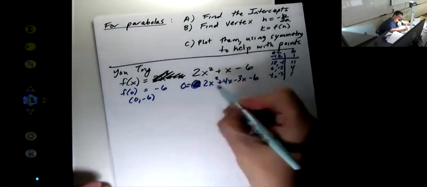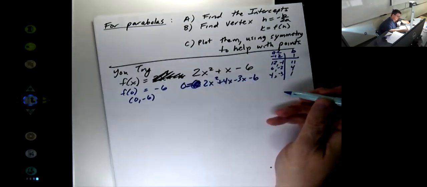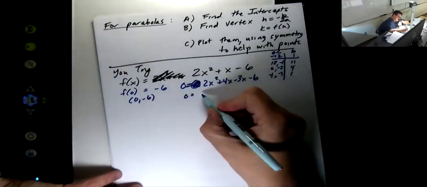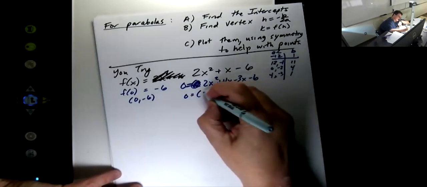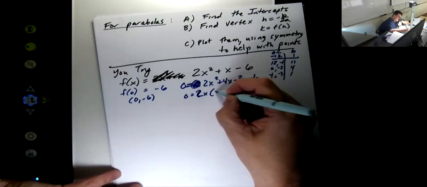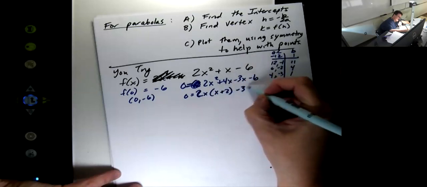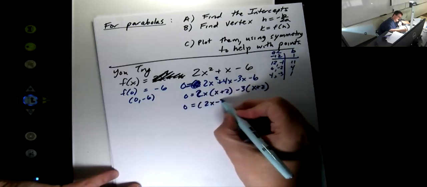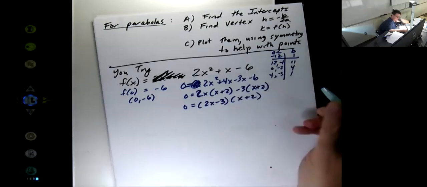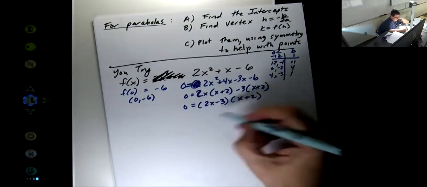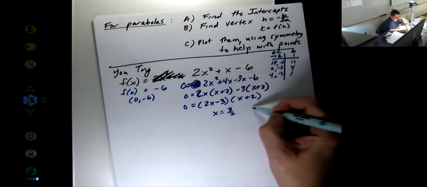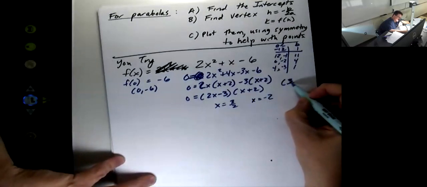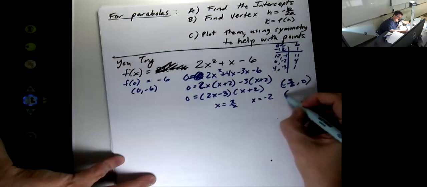And for this one, we're setting it equal to 0 for the x-intercept. We factor. We've got a 2x times x plus 2 minus a 3 times x plus 2. So this is 2x minus 3 times x plus 2. When you solve these, you're going to get x equals 3/2 and x equals -2. So those are 2 more points: 3/2 comma 0 and -2 comma 0.